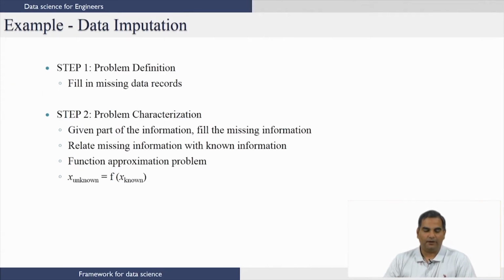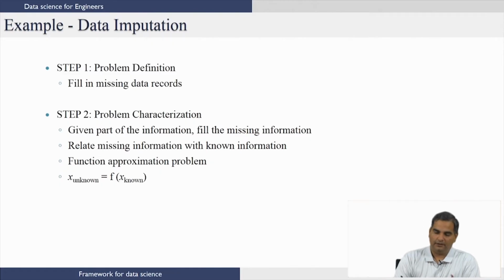So, here at least for this example, the problem characterization goes like this. Given part of the information, which is the data that is available, fill the missing information. One way to think about this is I need to get some knowledge about the missing information from somewhere, and the only place that I can get this information is really from whatever I know about this data, from whatever I have with me currently. So, the idea is really to somehow relate the missing data to the known data. That seems like a logical way to solve this problem.